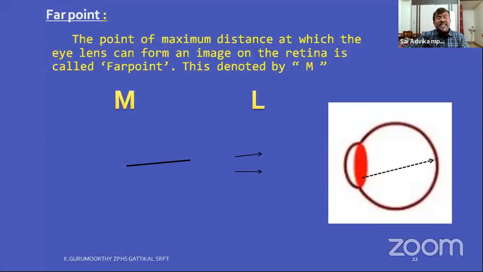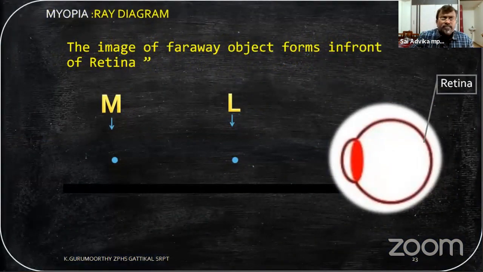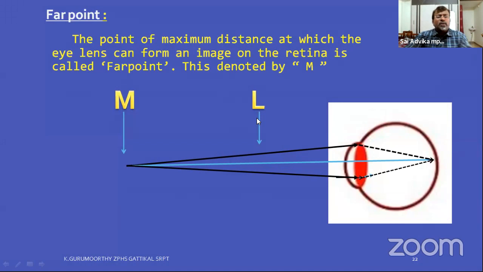Now let us see with an example with an animation. See, in order to learn about myopia, we have to learn some important definition. That is the far point. What is this far point?